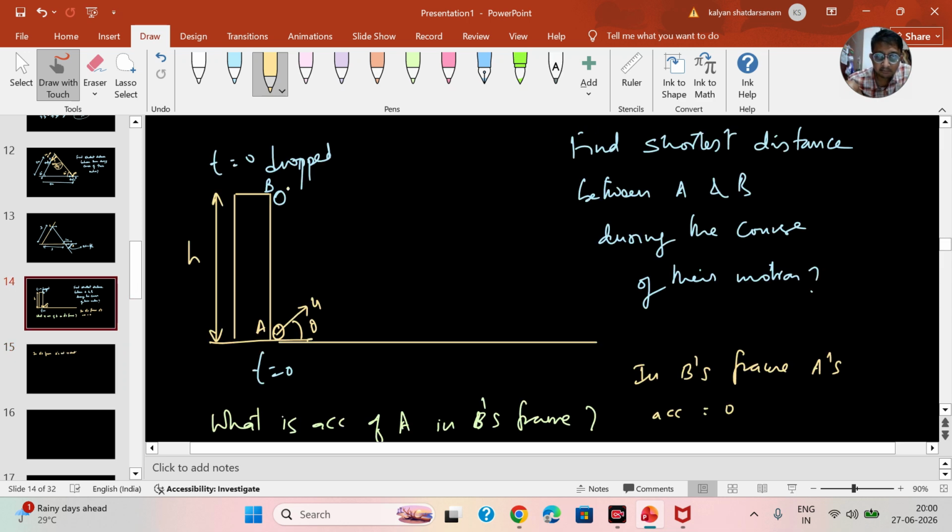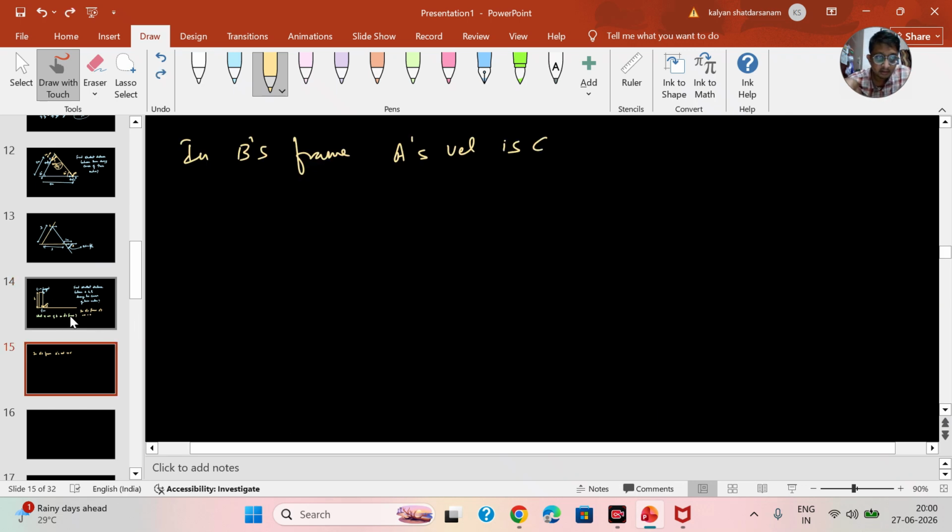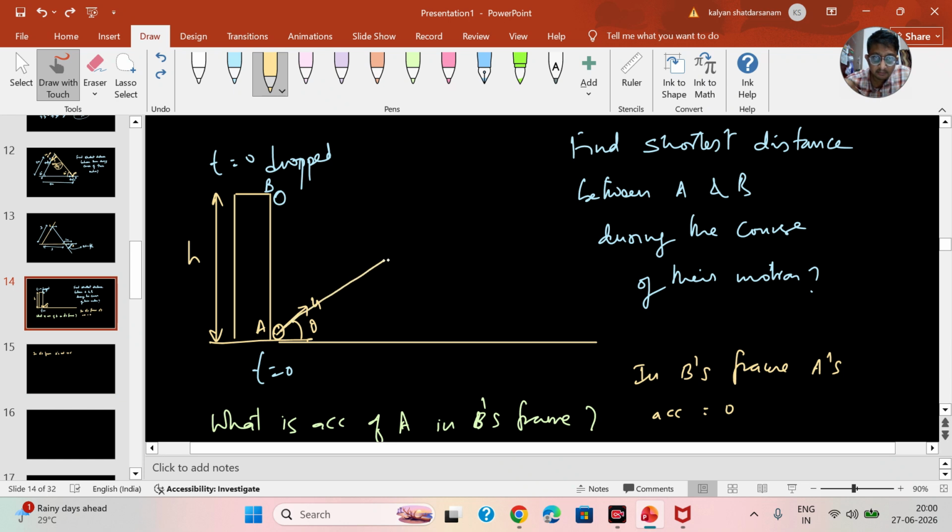But initially, B was at rest and A was moving with U. So in B's frame, A's velocity was U initially in that direction. It should remain the same in B's frame. So in B's frame, A's velocity will be like this only. It's going in that direction in a straight line. So B is at rest and A is going in a straight line. So shortest distance will be perpendicular distance. This will be the shortest distance.